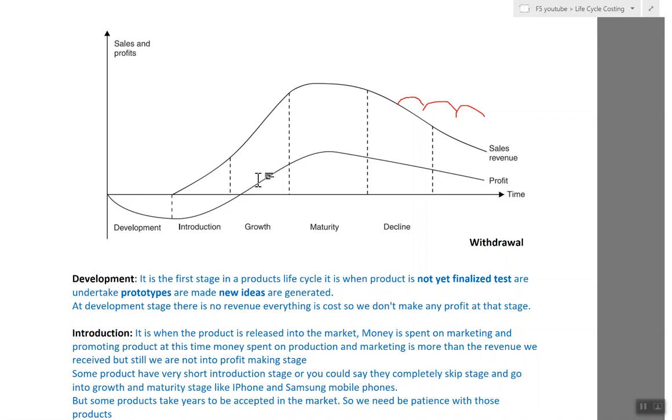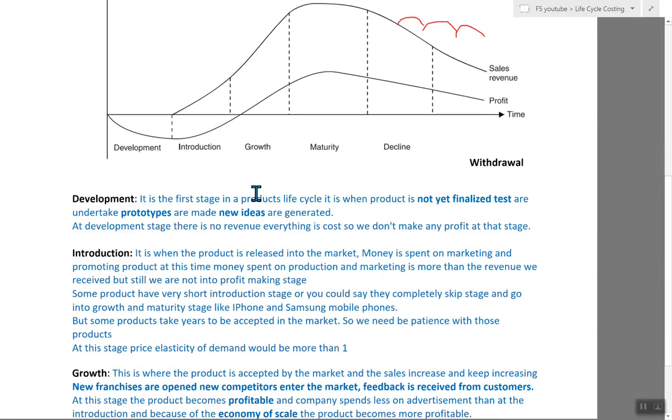At growth stage, we usually open other branches. We receive feedback from our customers. Our other competitors are coming to the market. They're realizing that there's a product that has huge profit in it. So we have other people coming as well in the market. And at growth stage as well, the price elasticity of demand is going to be more than one, which means if we change our price slightly, our demand will change hugely.